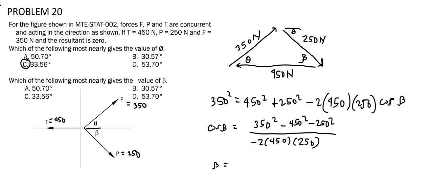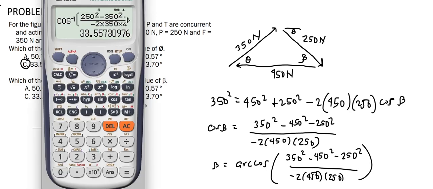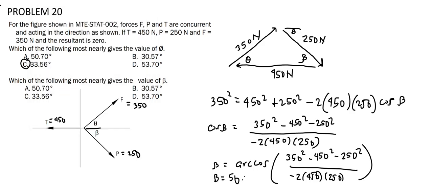And we can solve for beta by utilizing the arc cosine function. So plugging in the values into our calculator, we get arc cosine of 350 squared minus 450 squared minus 250 squared divided by negative 2 times 450 times 250. We get 50.70 degrees, which is letter A.